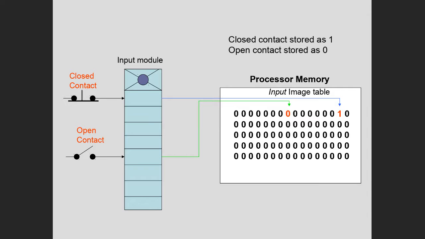So on this slide right here, everything on the left side of this line, everything over here, that's all hardware. And everything over here on the right side, that's the side of the memory. That's virtual stuff. That input image table is not real. It's a virtual logical structure. It's in memory. And so what we have here is that input module that I keep referring to.